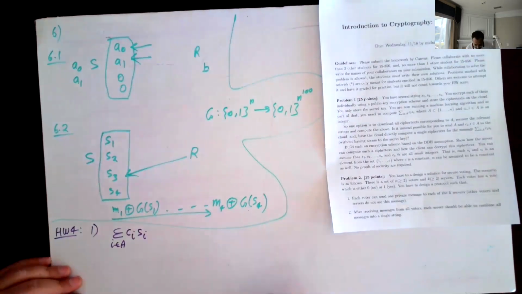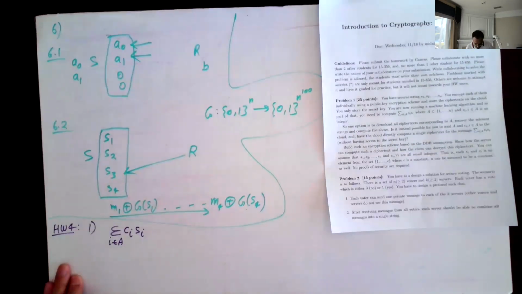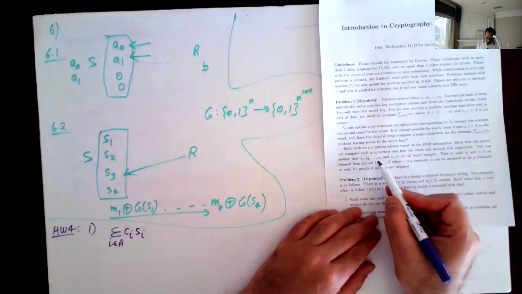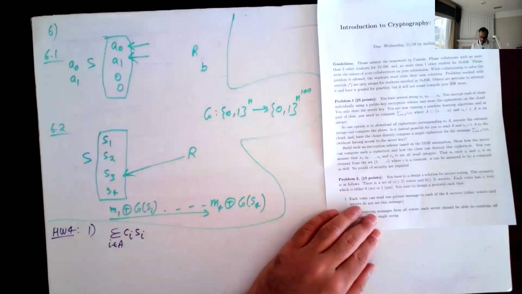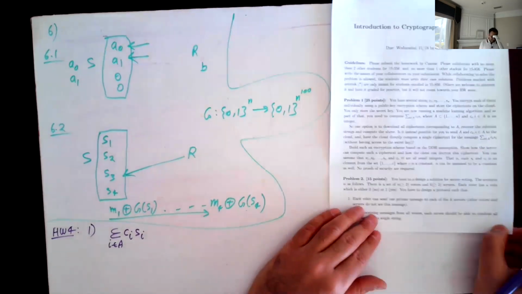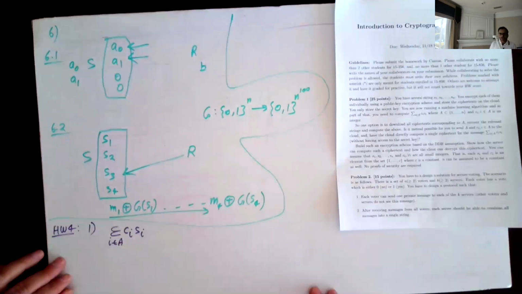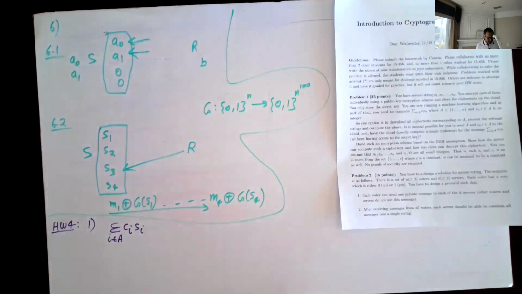In addition, you are given the fact that all these Ci's and Si's are pretty small. They are all small integers. N can be assumed to be a constant as well. So here we will use a very simple variant of Elgamal.